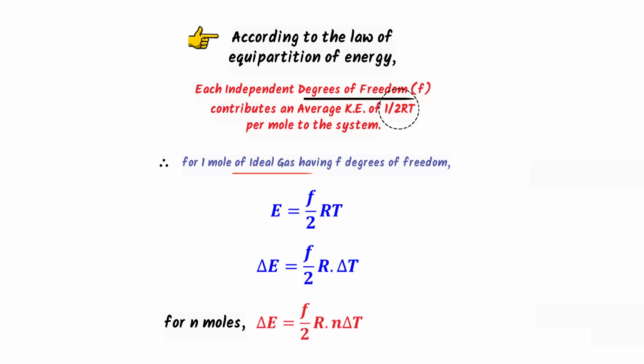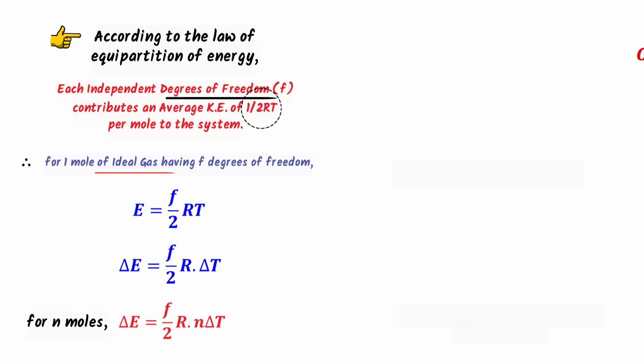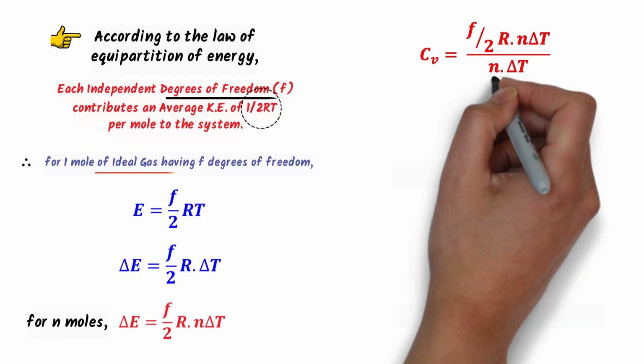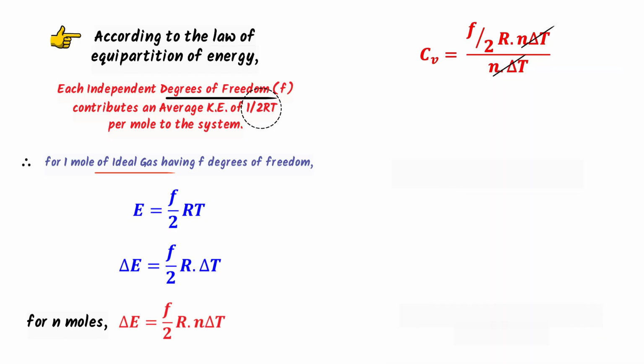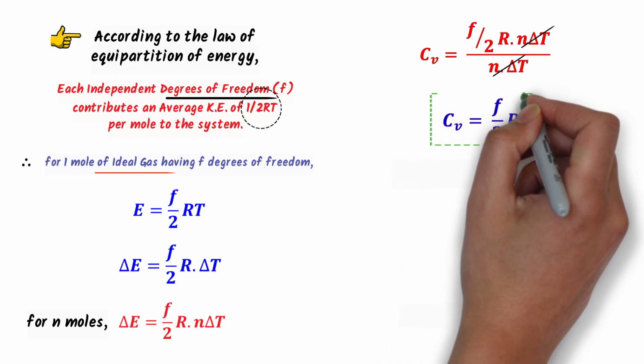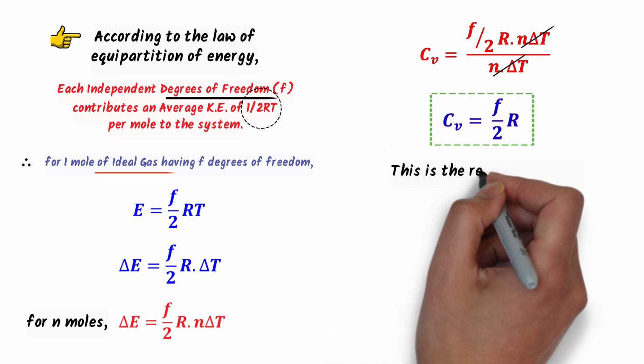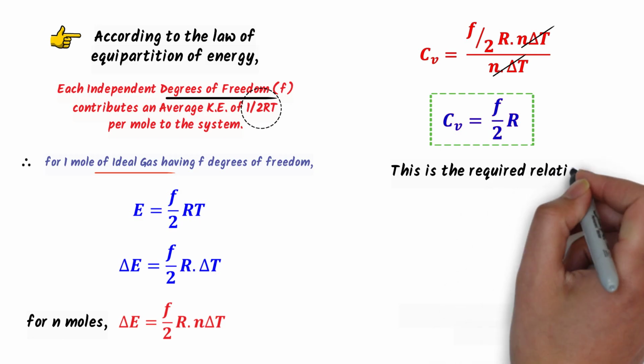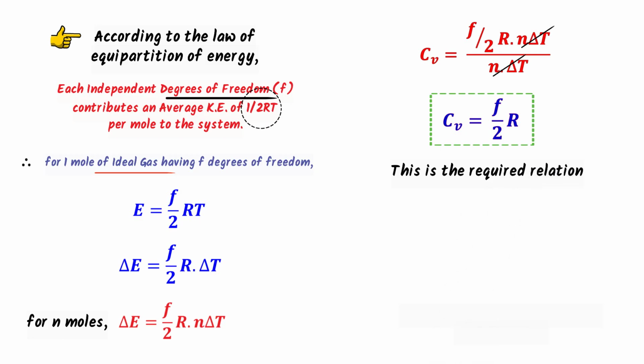Now putting the value of the change in internal energy, that's delta E, in equation first, we have Cv will be equal to F by 2 R into n into delta T divided by n into delta T. This and this will cancel, and we are left with Cv equal to F by 2 into R. This is the required relationship between the molar specific heat at constant volume and the degrees of freedom F.